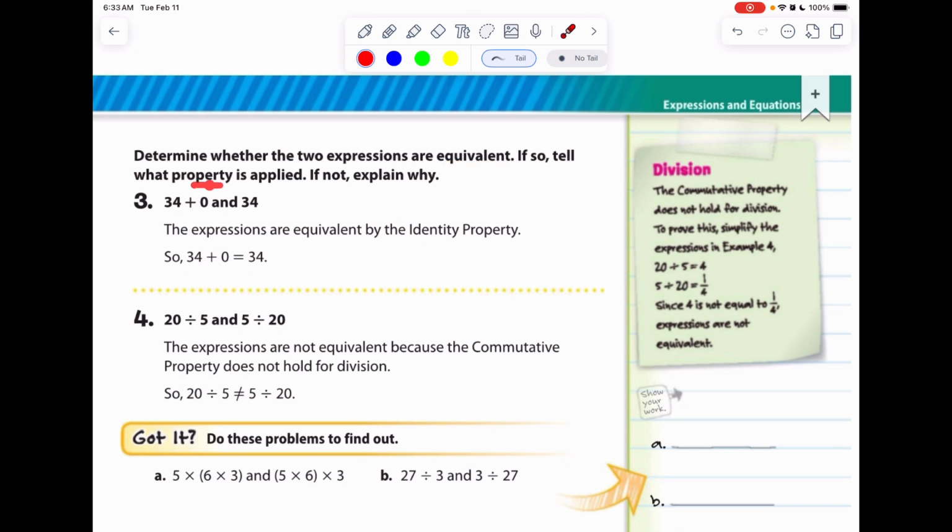Okay. Determine whether the two expressions are equivalent. If so, tell what property is applied. Oh, 34 plus 0 and 34. Well, if you add 0 to 34, it's not going to change it, right? And this one is 34, so 34 plus 0 is equal to 34. What property? Identity. You can't change my identity.